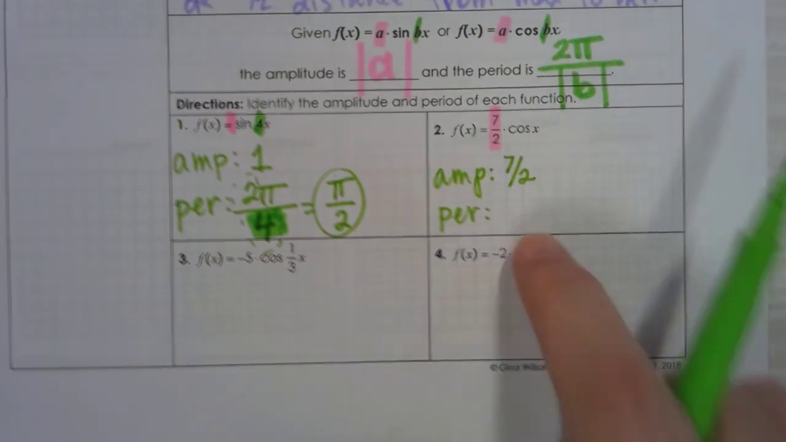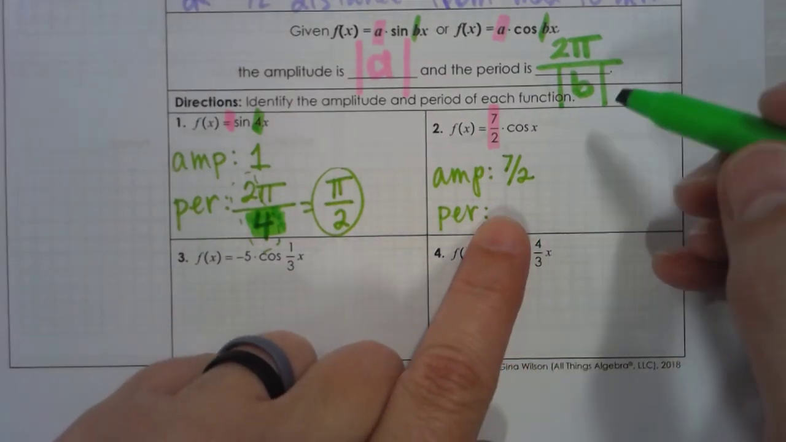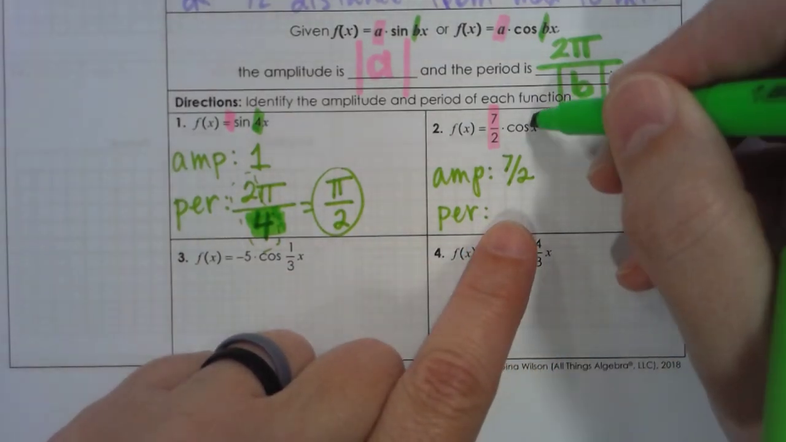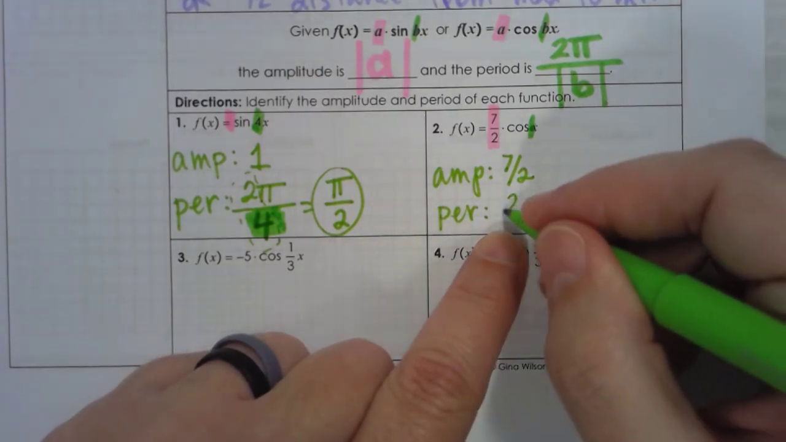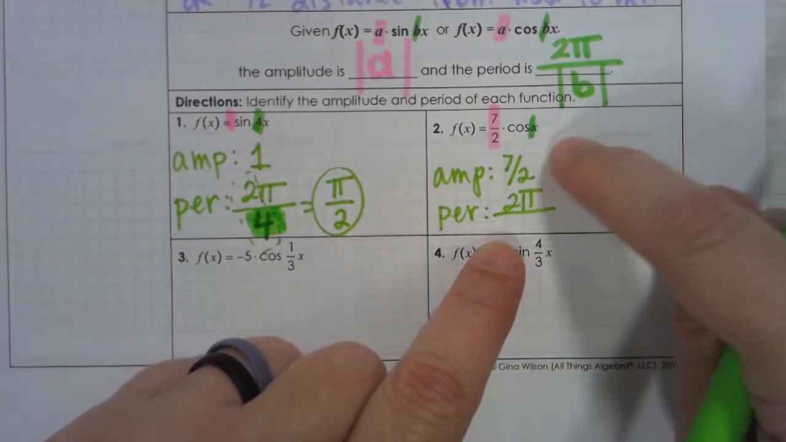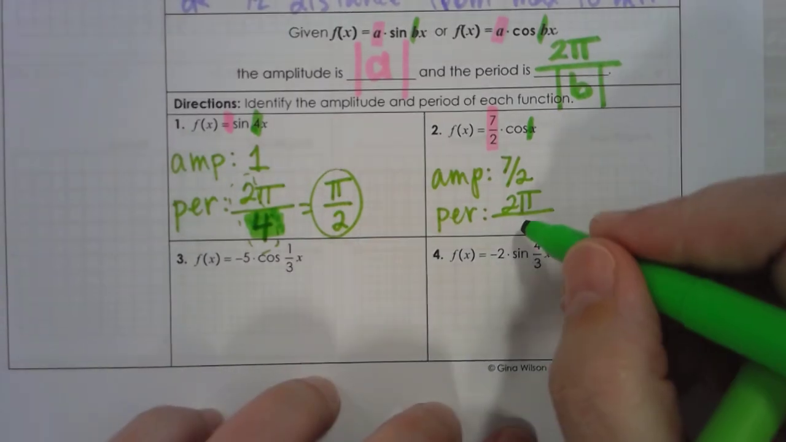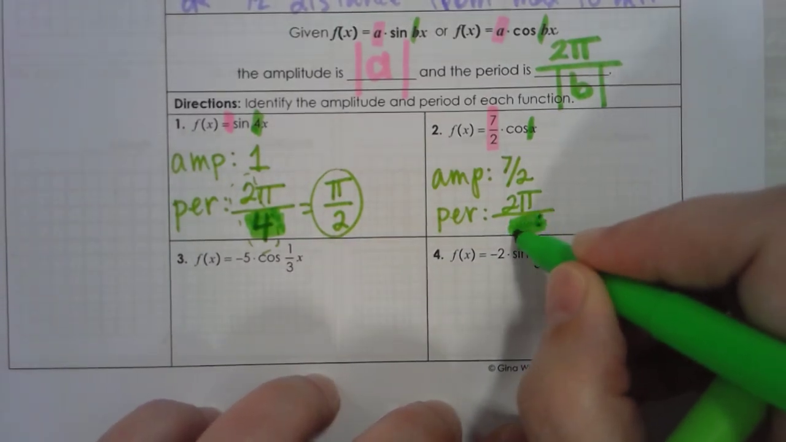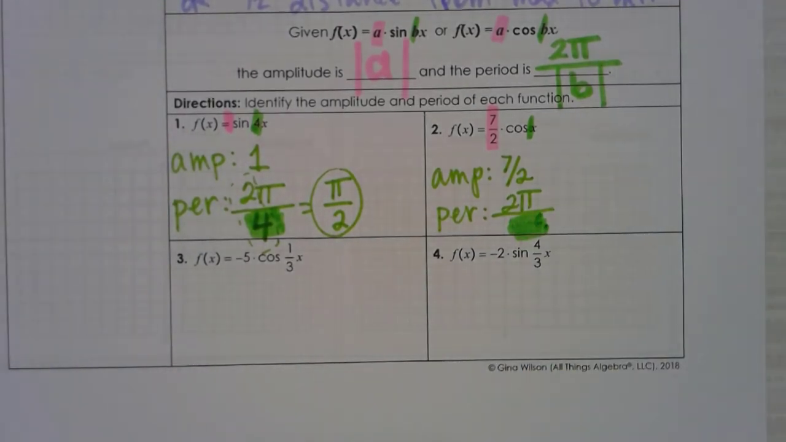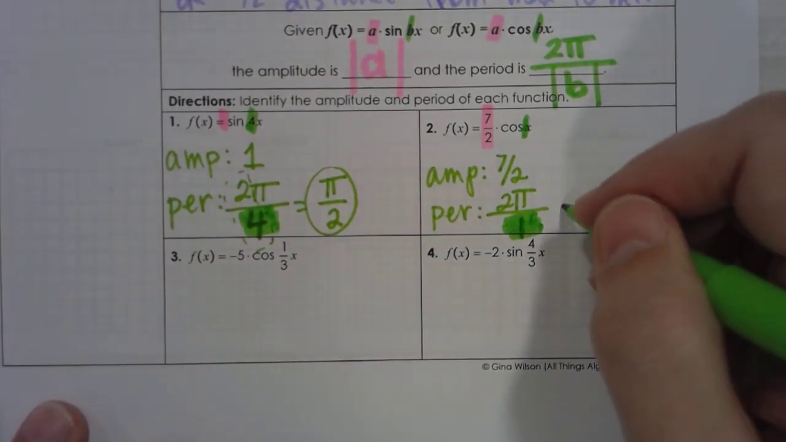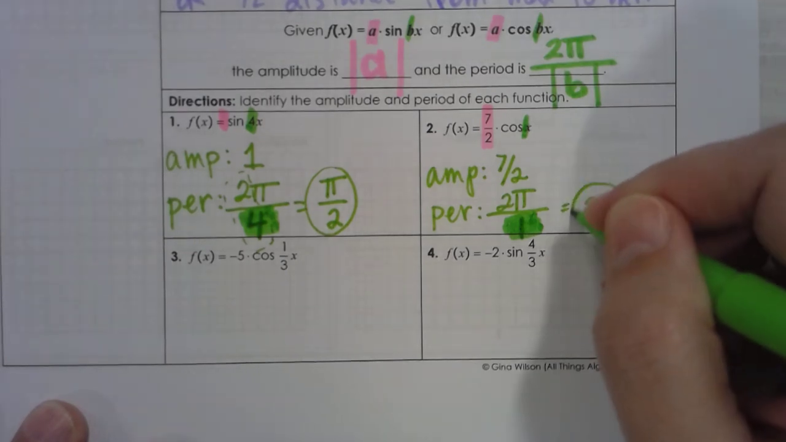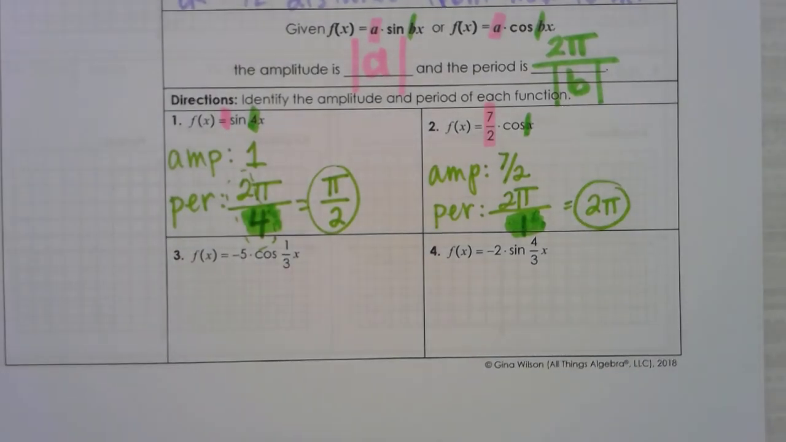All right, so on this one, what value is B for number 2? What number is there in front of the X? Because there's nothing there? So what number's there if there's nothing there? It's just a 1. So 2 pi divided by 1 is just 2 pi. So that doesn't have any change. If there's no number there, your period will just be 2 pi.